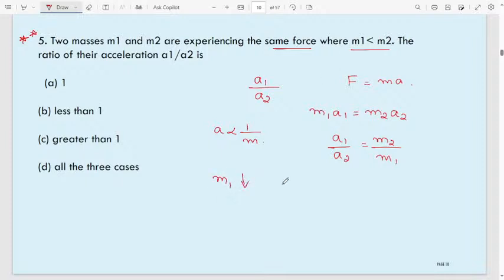I will write like this. Then a1 will be more. Acceleration due to gravity will be more, because why? Because they are inversely proportional to each other. m2 is more, which means a2 will be less.